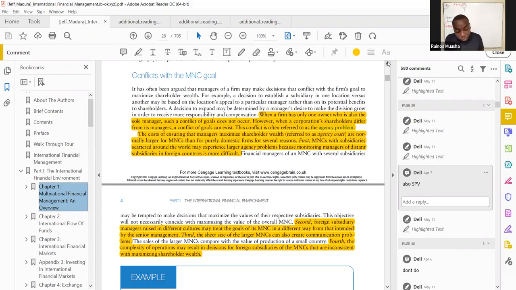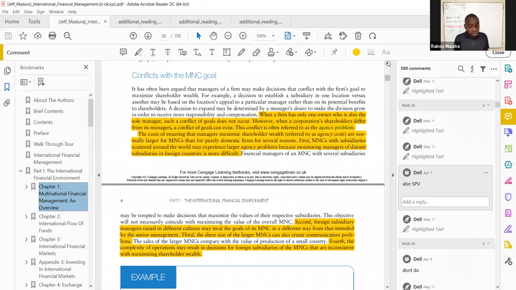So in this case, they say the first reason why the agency problem is greater for multinational corporations than for a purely domestic organization is, first, multinational corporations with subsidiaries scattered around the world may experience larger agency problems because monitoring managers of distant subsidiaries in foreign countries is more difficult. So monitoring the managers is more difficult, although the progression in technology has made it a little easier as well.